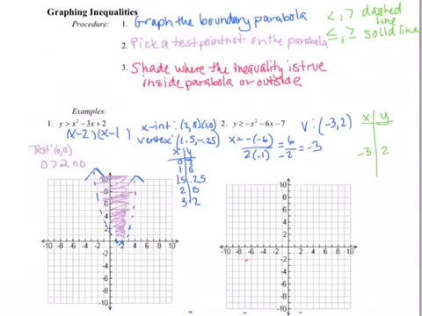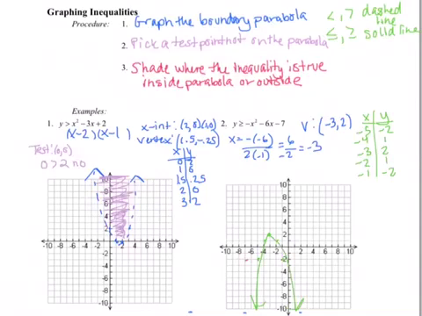Negative 3, 2 was my vertex, so I'll plug in negative 4, negative 5, negative 2, negative 1. And so I'm going to get 1 and negative 2 for my other points to plot. Here's my vertex. This is a parabola that does open down. Since this one's an or equal to sign, I'm going to go ahead and make it a solid parabola.